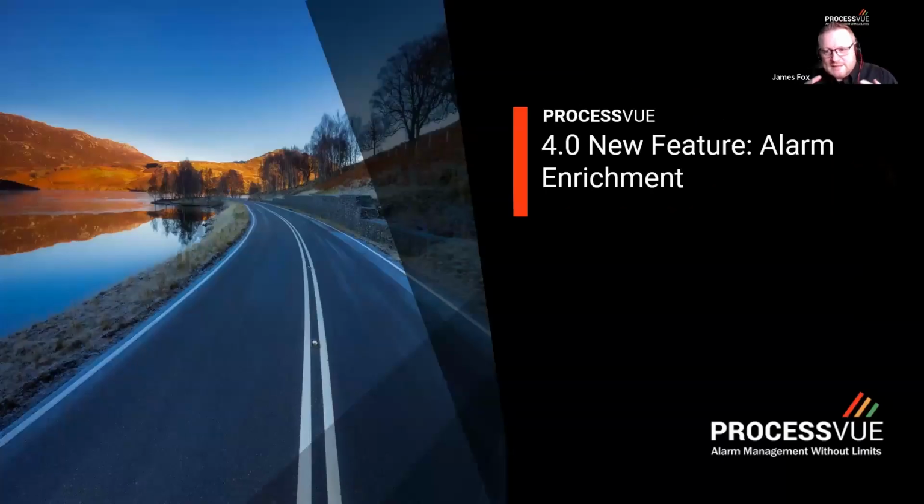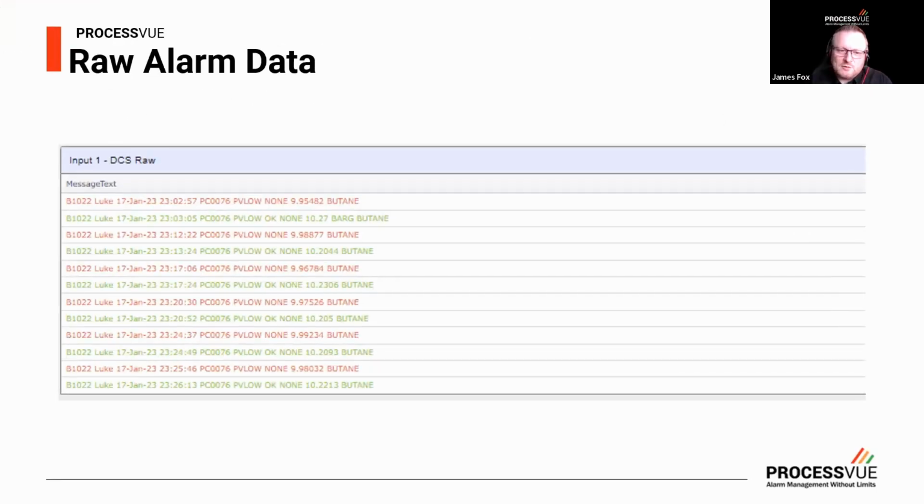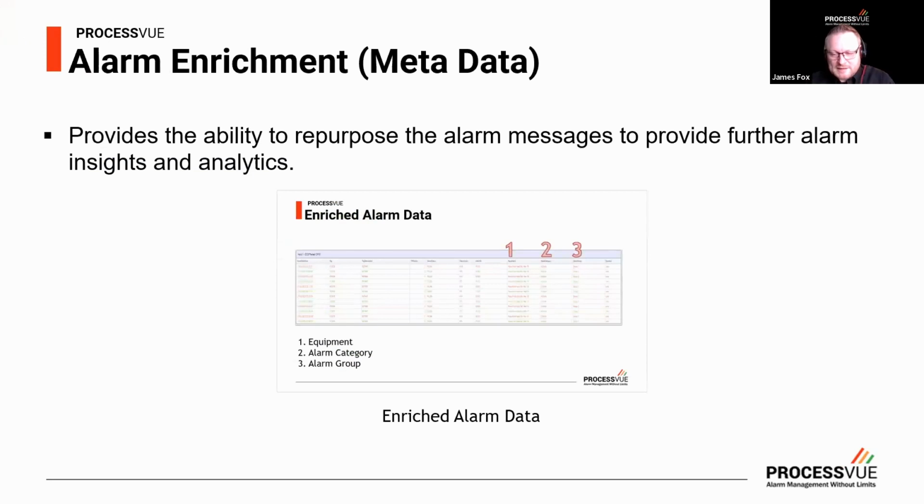So the next feature I want to talk about is the new alarm enrichment capabilities that we're adding as part of the Analyser 4.0 release. If we think about alarm enrichment, let's think about metadata, such as how we add metadata to photographs to help us identify, associate and categorize them. We could do the same thing with alarms. So here we've got a sample of raw data. We've got things like, for example, a batch ID, a date and time, a tag, and a description.